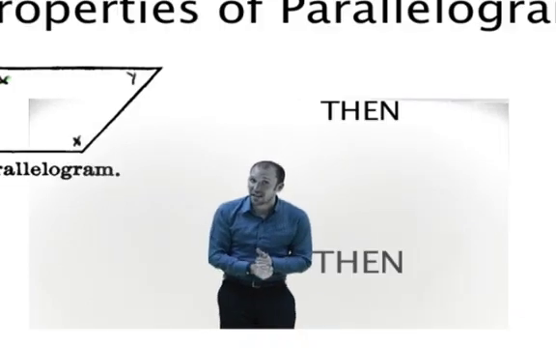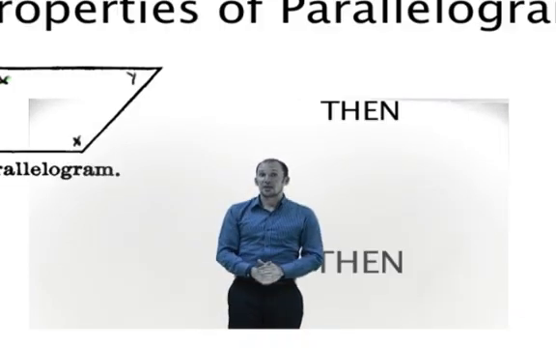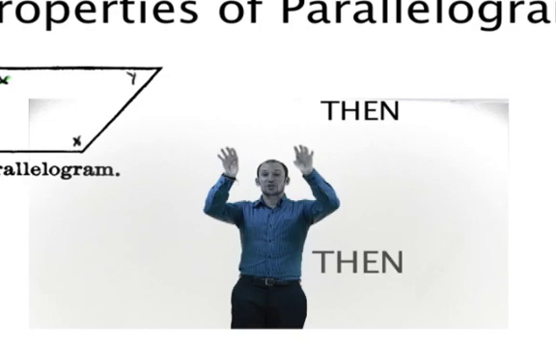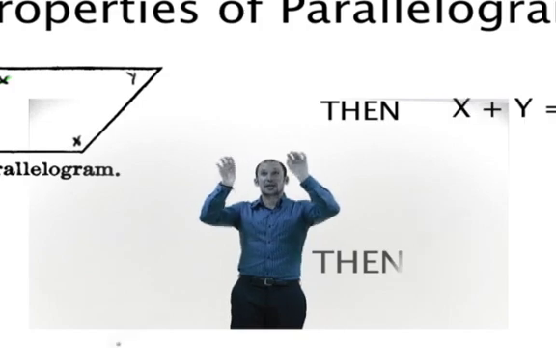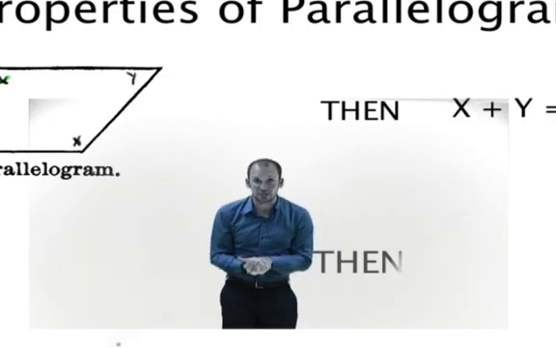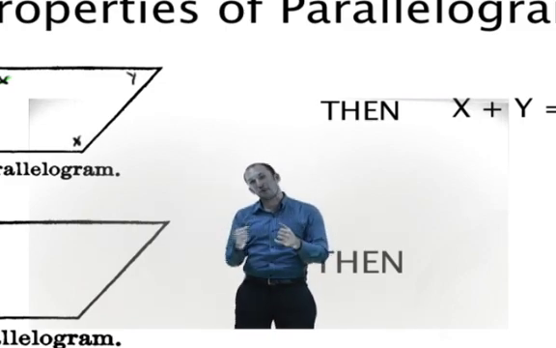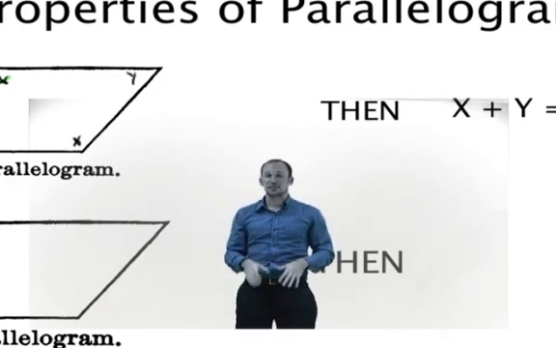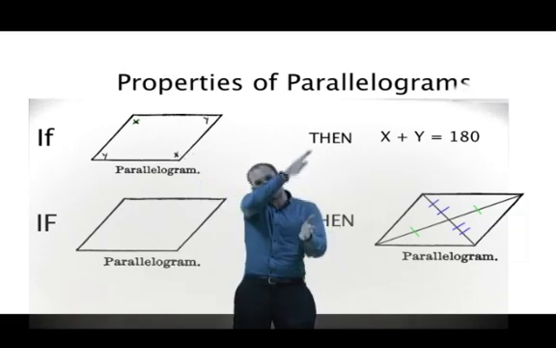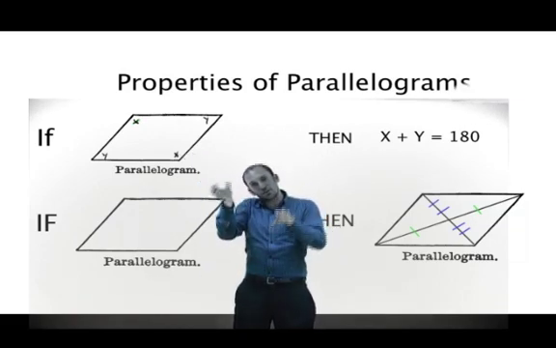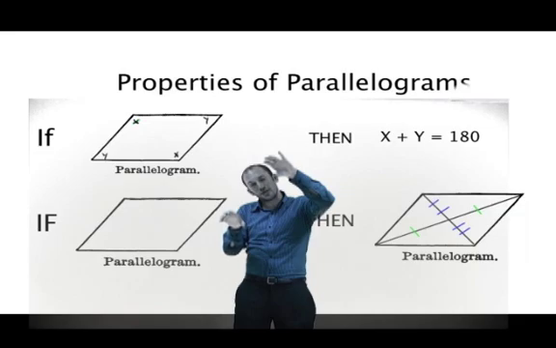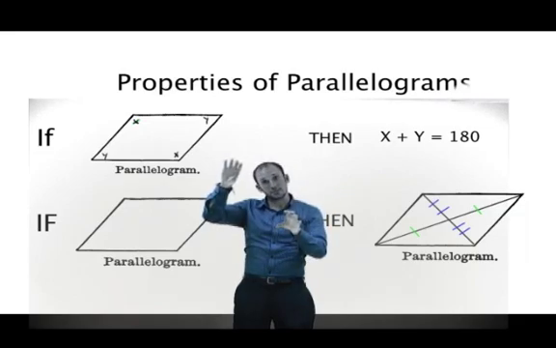If we have a parallelogram, then the consecutive angles are going to be supplementary, or x plus y will equal 180 degrees. Lastly, if we have a parallelogram, the property states that the diagonals bisect each other, they cut each other in half, and they'll create two congruent segments.